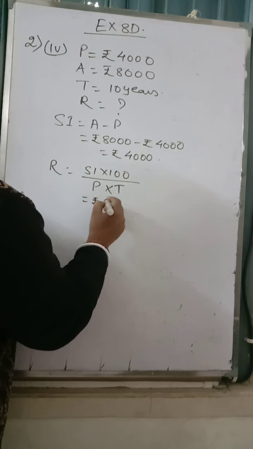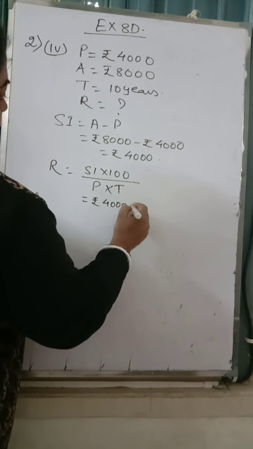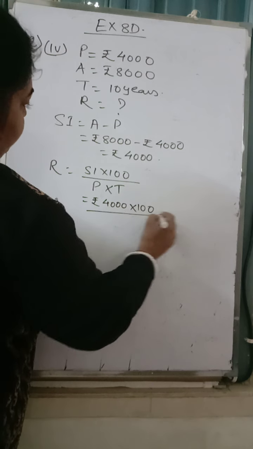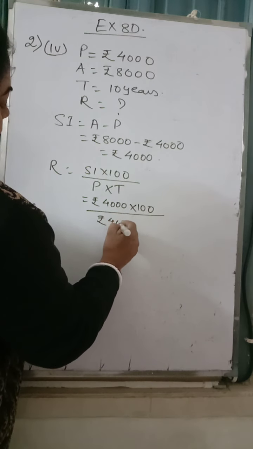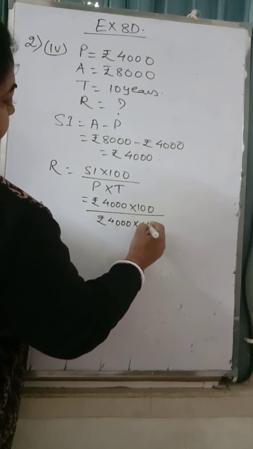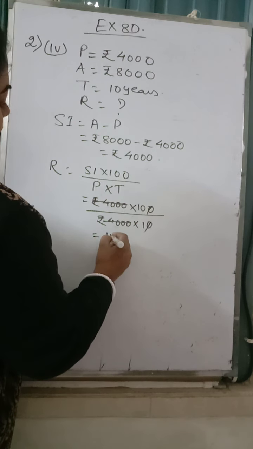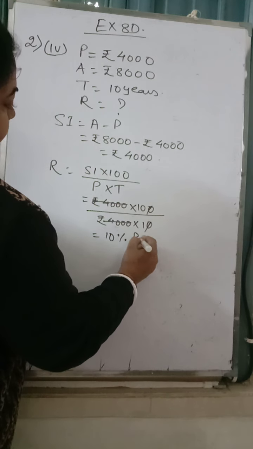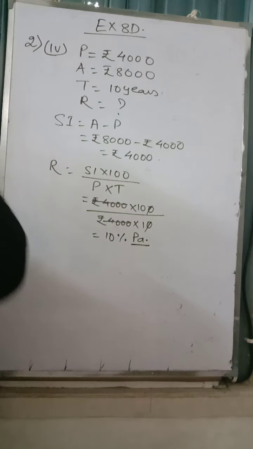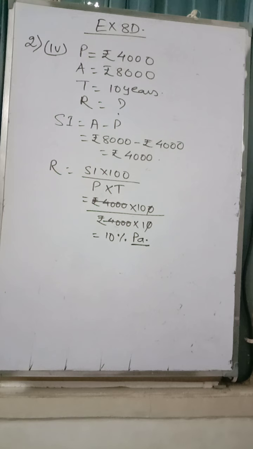So SI is rupees 4,000 into 100. Principal is rupees 4,000. Time is 10 years. Now this is cancelled, this is cancelled. So 10% per annum. It is compulsory to write per annum. You think if I don't write it, we'll get full marks? It's not possible. That is wrong. You have to write it.